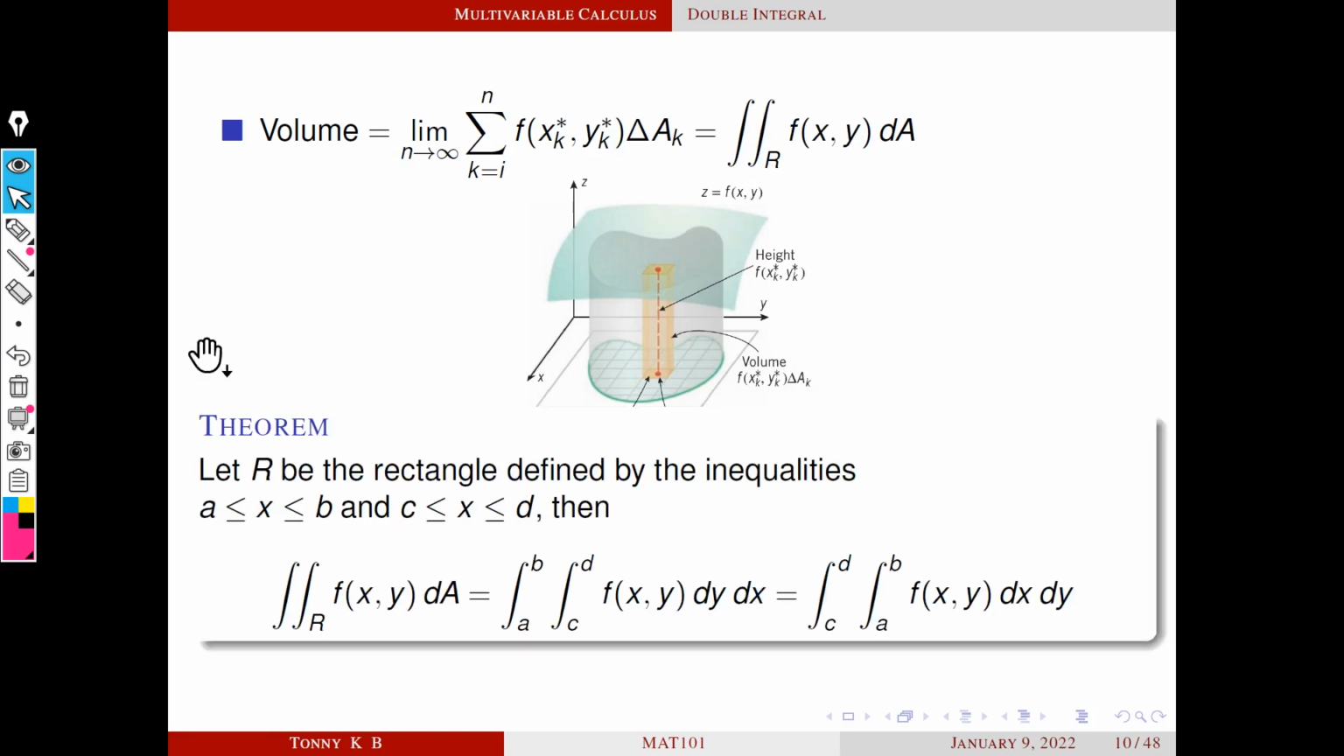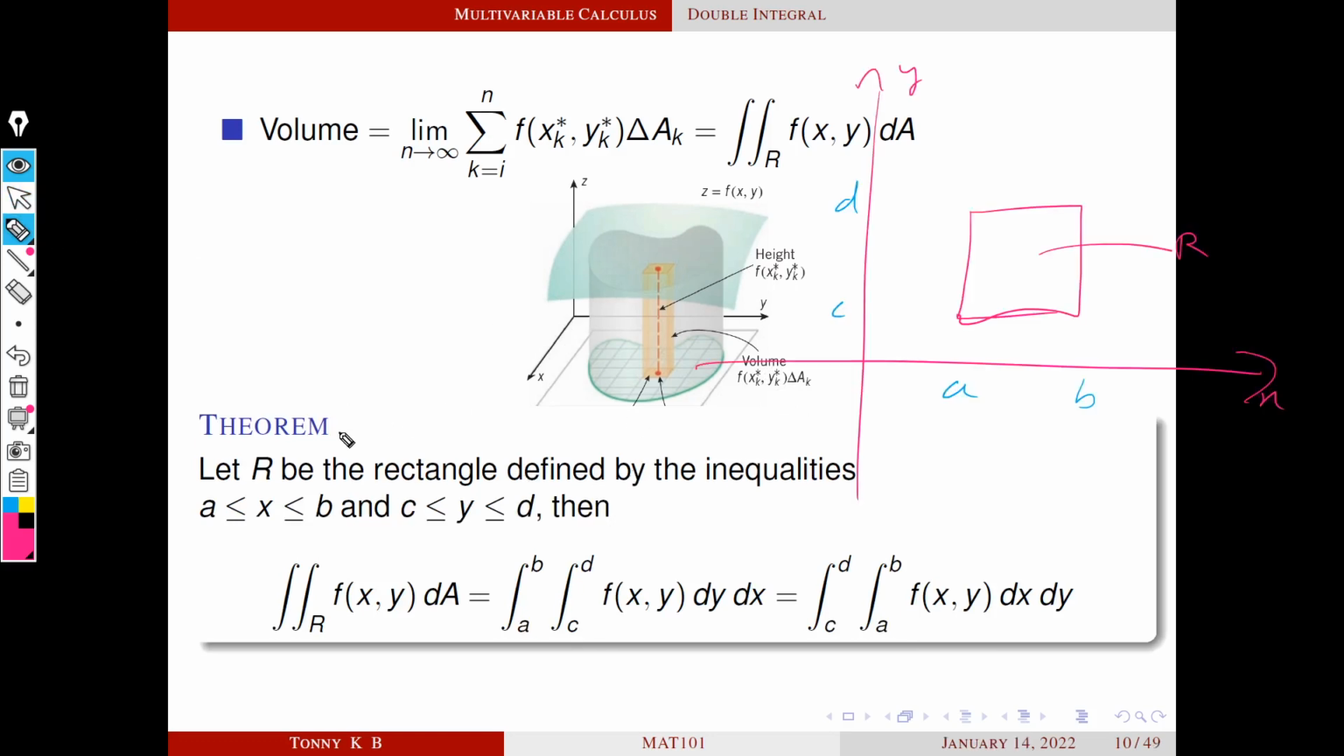So that's the result. If R is a rectangular region defined by these two inequalities, that means x is varying from a to b and y is varying from c to d. It is clear that it is a rectangular region. Then the double integral over such rectangular region of f(x,y) dA is equal to, we can use any of these iterative integrations. Integral from a to b, integral from c to d, f(x,y) dy dx. Here c to d is the range of y, right? That's why first we integrate with respect to y, then x.